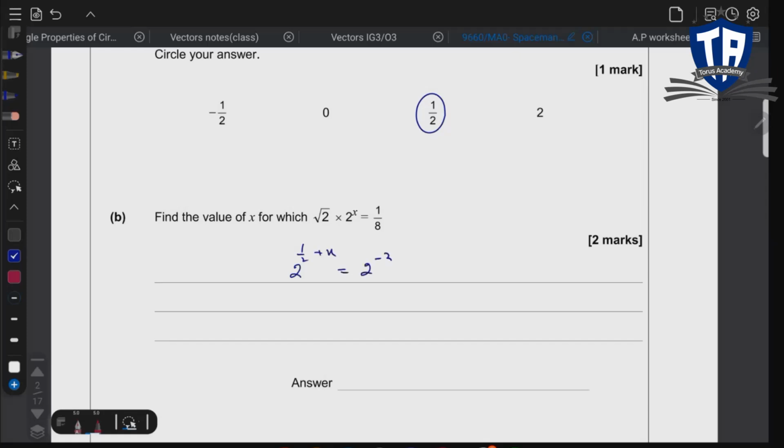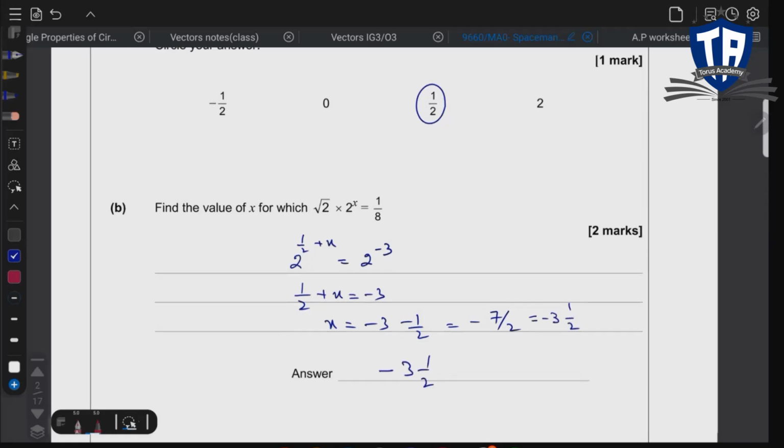1 by 8 can be written as this. Bases are the same, so we can equate the powers. x is equal to minus 3 and minus 1 by 2, which is minus 7 by 2, and we need to write the answer in the form of a mixed number. Write your answer in the space provided. Let's see question number 2.